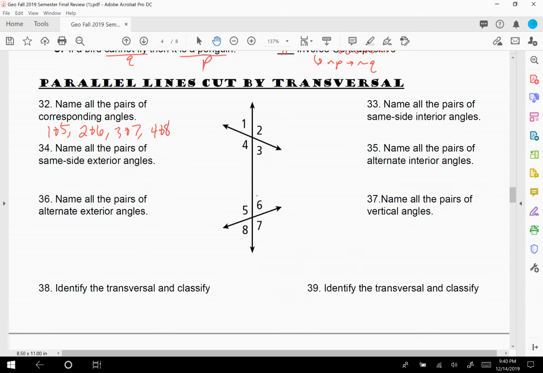Next one, I'm just going to go down the list here. It says name all the pairs of same side exterior angles. So we're going to be on the same side of the transversal and on the outside. So 1 and 8, and then 2 and 7. Name all the pairs of alternate exterior angles. These are ones where they're exterior, but they're on different sides of the transversal. So 1 and 7, as well as 2 and 8.